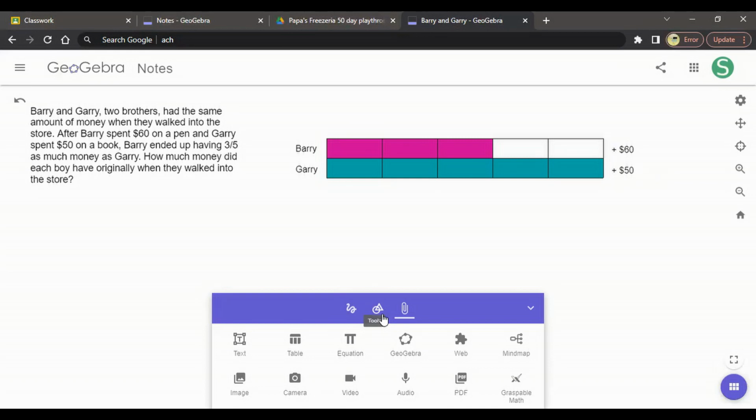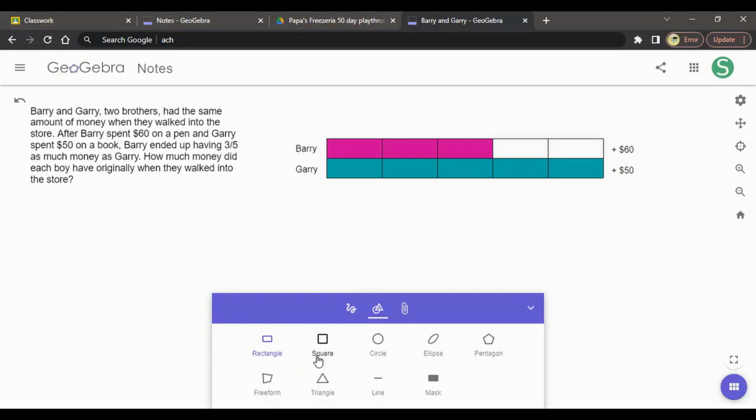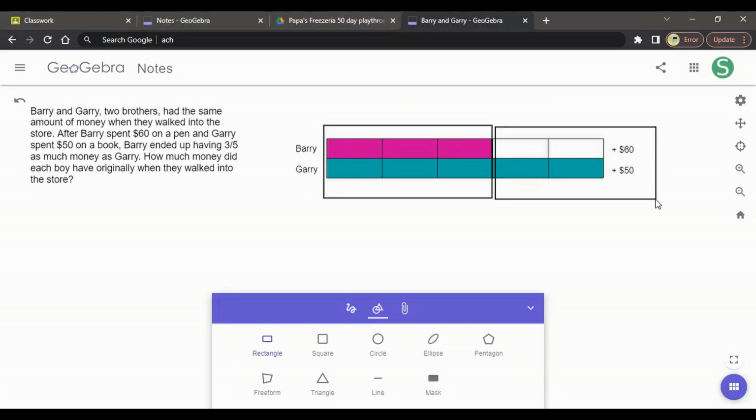Now, to find out how much money they originally had, we need to figure out how much money each cell represents. So we can see that Barry and Gary both have these 3 cells in common. The difference is in this section over here, where Barry has these 2 cells that are empty, but $60. And Gary has 2 filled-in cells plus $50, and this is the same amount.